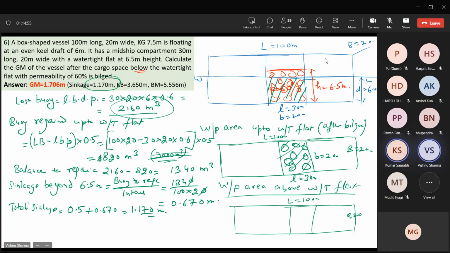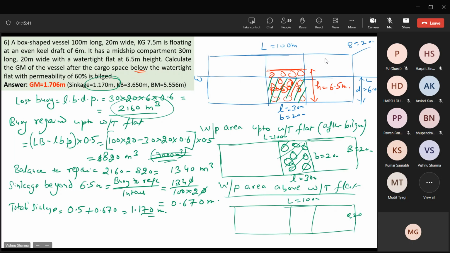So 1340 is what I need to regain above the flat. Above the flat, the full water plane is intact. There is no loss of water plane above the flat, right? Yes, sir. So full is intact. So I divide by the full intact water plane and I get the sinkage after 6.5 meters, the sinkage after the watertight flat, correct, beta? Yes, sir, 0.670. So you have already sunk 0.5 meters to come to the watertight flat, and then you are further sinking by 0.670. So the total sinkage is how much? 1.170. Okay. Have you understood now? Yes, sir.